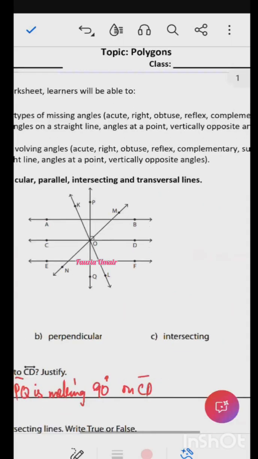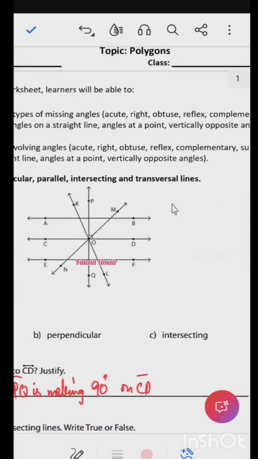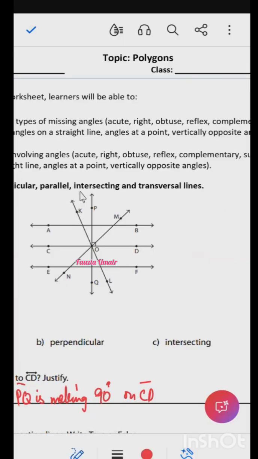Ma'am, it's AB and PQ. So I'm writing pairs of intersecting lines here: AB and PQ. Yes, they are intersecting; they are perpendicular and intersecting. Then CD and KL. Yes. Then EF and MN. That's right. But PQ is perpendicular, so we cannot see any other.